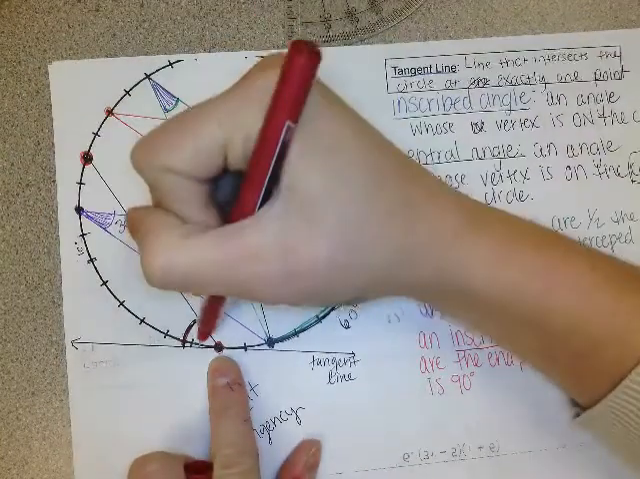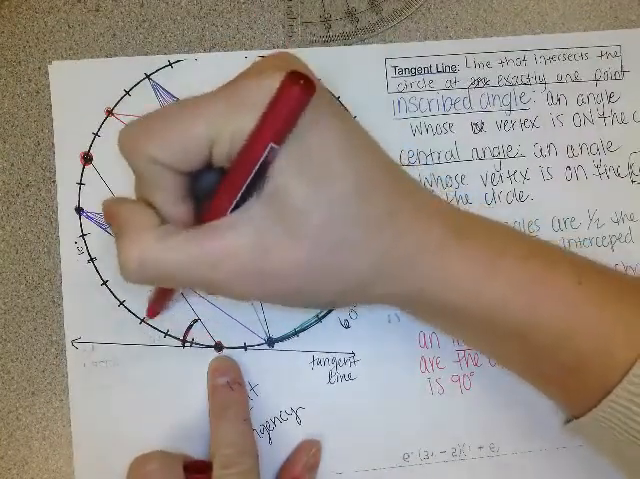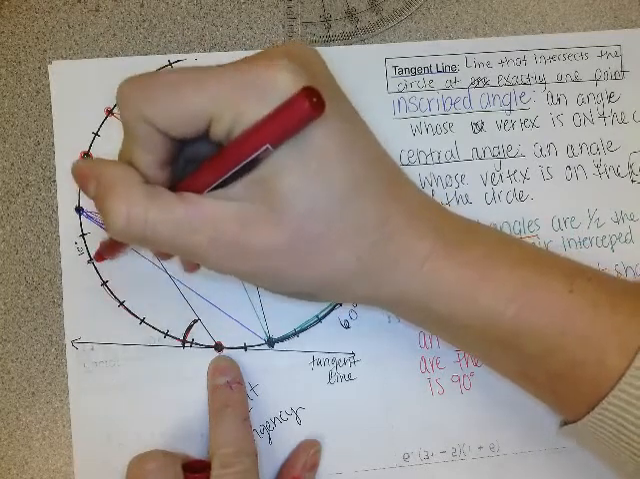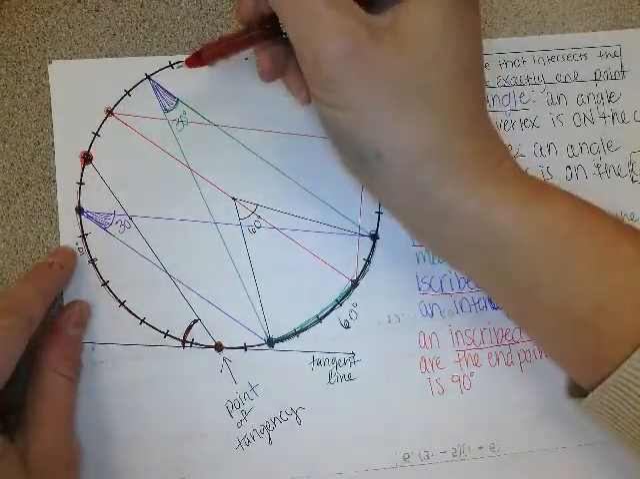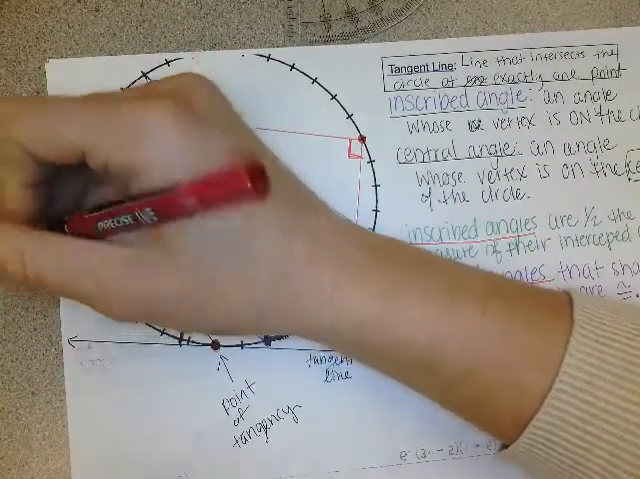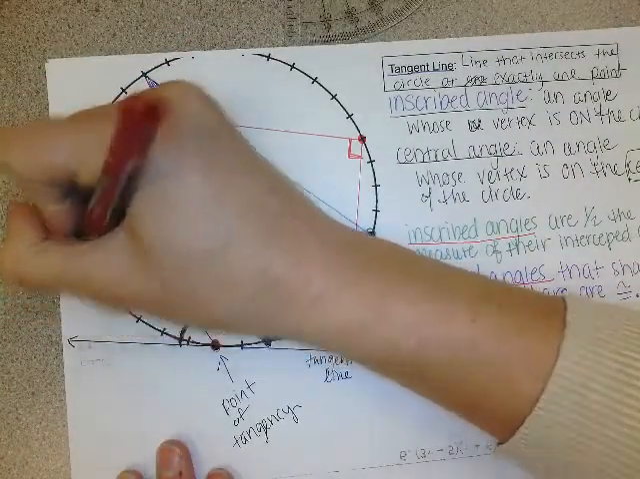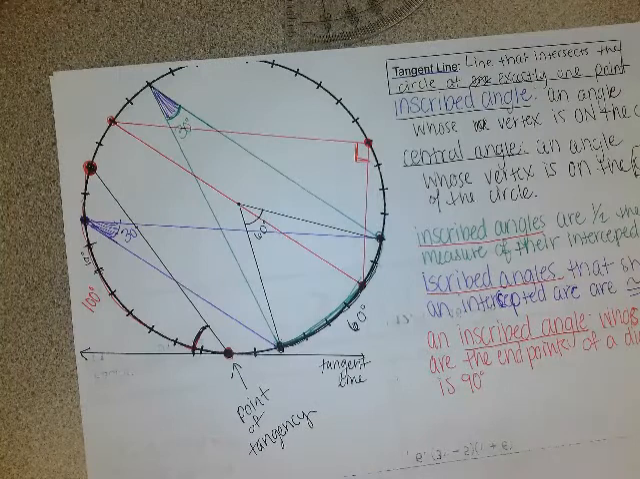Okay, so when I count, this is 1, 2, 3, 4, 5, 6, 7, 8, 9, 10. And they're 10-degree increments. 1 second, let me finish. 100 degrees. Okay, so I want you to go ahead and finish. I want you to measure and count. So we measure this, and then we count.